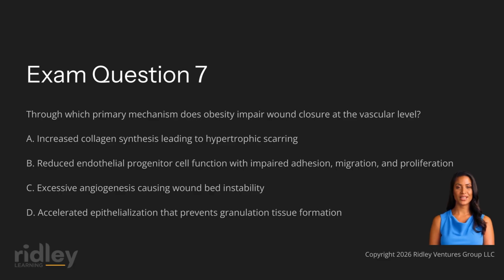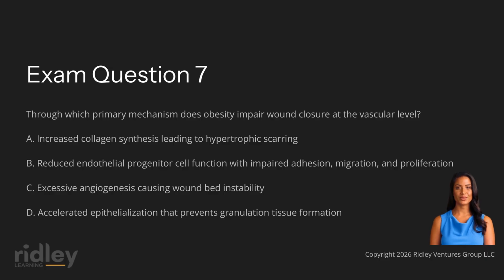Research has demonstrated that endothelial progenitor cells isolated from obese individuals exhibit significantly impaired adhesion, migration, and proliferation compared with cells from non-obese subjects. This dysfunction means that the formation of new microvasculature in the wound bed is compromised, resulting in inadequate oxygen and nutrient delivery to healing tissues.